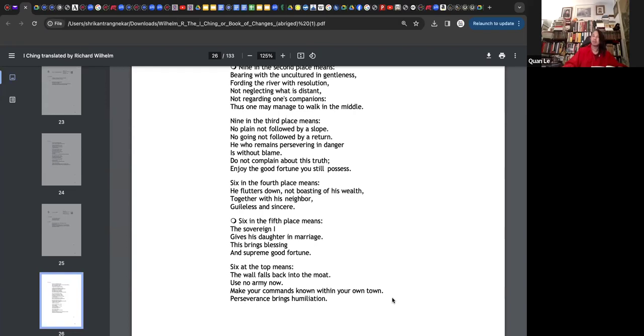I would say that from a practical standpoint, line five would correspond to what Plato called the aristocratic man, or what the Confucianists called the gentleman, junzi. It is already possible to talk about the fact that you can make your commands known within your own town, symbolically explaining that you are almost at the top of your epistemological development at line five, or completely at the top of your epistemological development at line six.